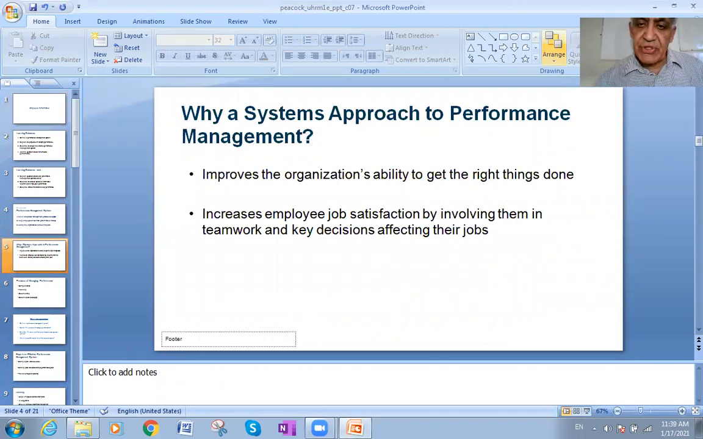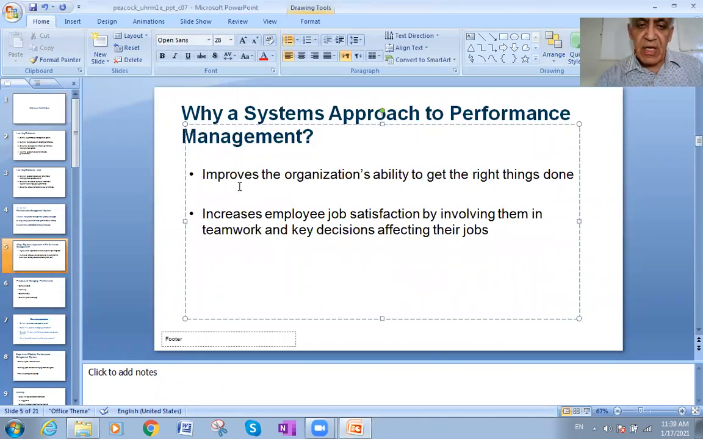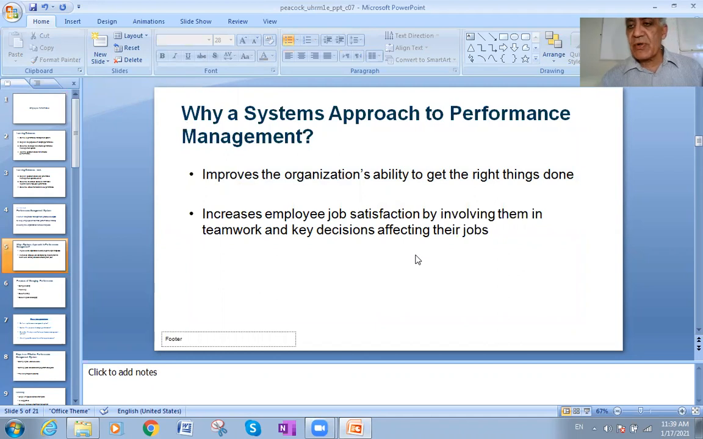The second one: a systems approach to performance management improves the organization's ability to get the right things done. So I will do my job efficiently and effectively. This also helps to increase employees' job satisfaction. When I do my work right, I will be very satisfied because I'm getting my pay and everything is fine. Then the turnover will be low and the productivity will be higher.